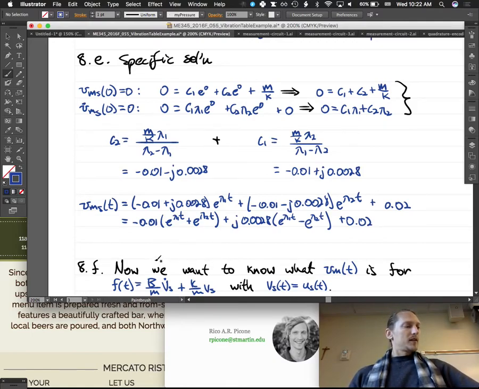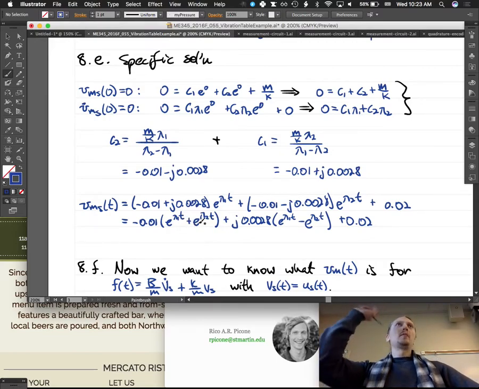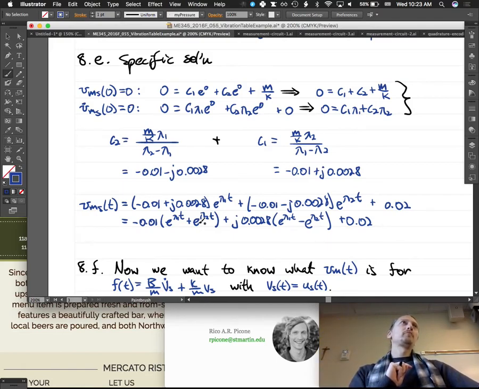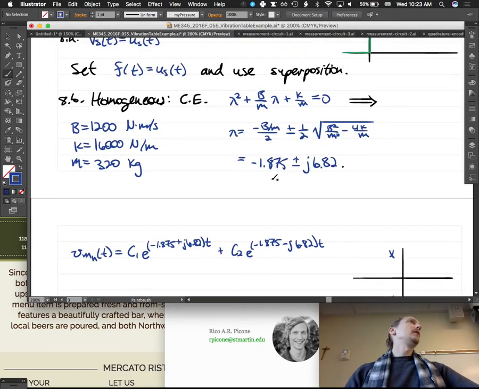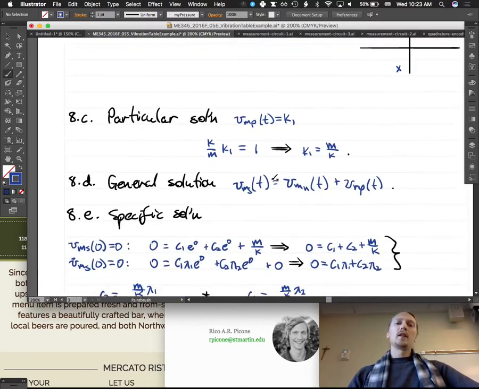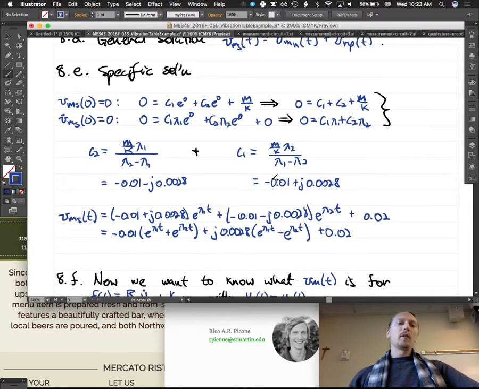Now we're getting to a point where we're looking closer to something we can apply Euler's formulas to. But lambda 1 and lambda 2 each have a real and imaginary part associated with them, right? Fortunately, they have the same real part. Remember, it was negative 1.875 real part. So we can factor that part of it out.